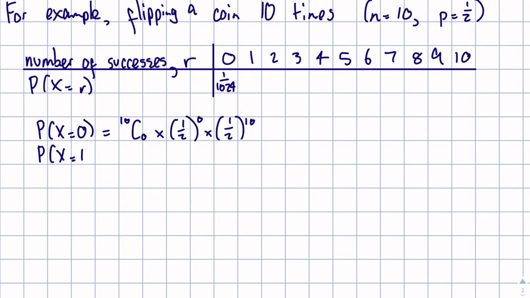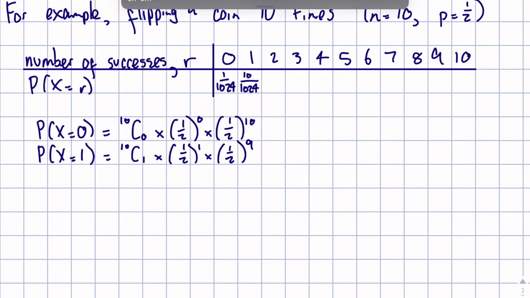Probability x equals 1 is 10C1 times a half to the 1 times a half to the 9. This is going to be 10 on 1024. I know the bottom's 1024 because I know 2 to the 10 is 1024. Okay, if I have x equals 2, that's going to be 10C2. And we'd keep going.